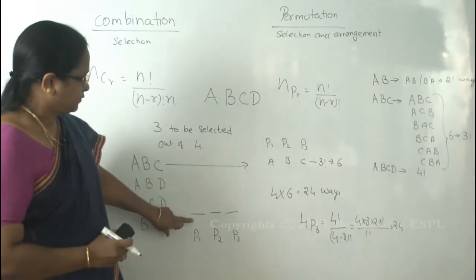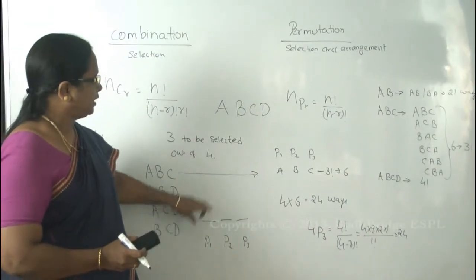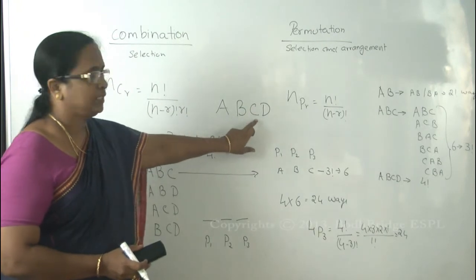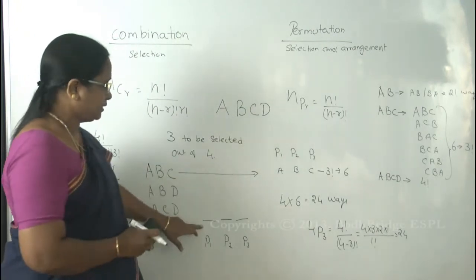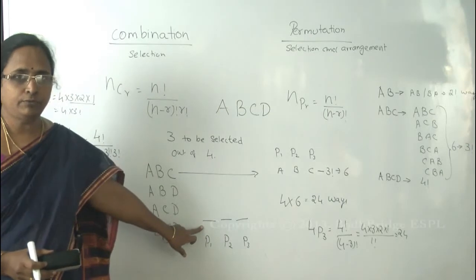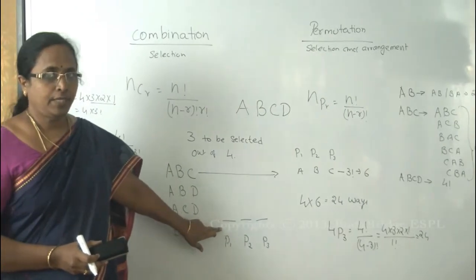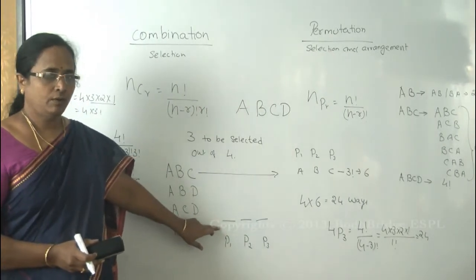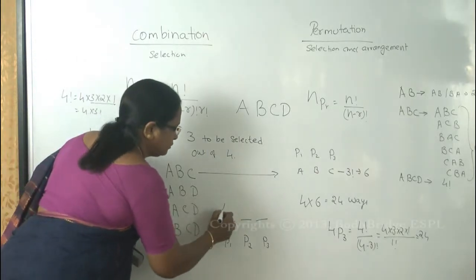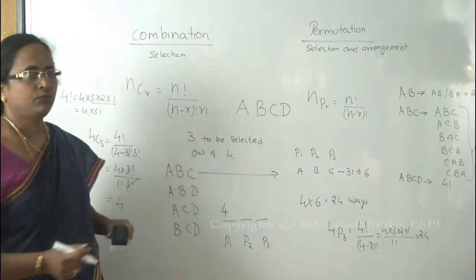So let me go first for prize 1. For prize 1 you have 4 persons A, B, C, D. Out of these 4, 1 is to be selected for prize 1. How many different ways are possible? Either it can be A or B or C or D. So any of the 4 can come. Therefore for prize 1 there are 4 choices.